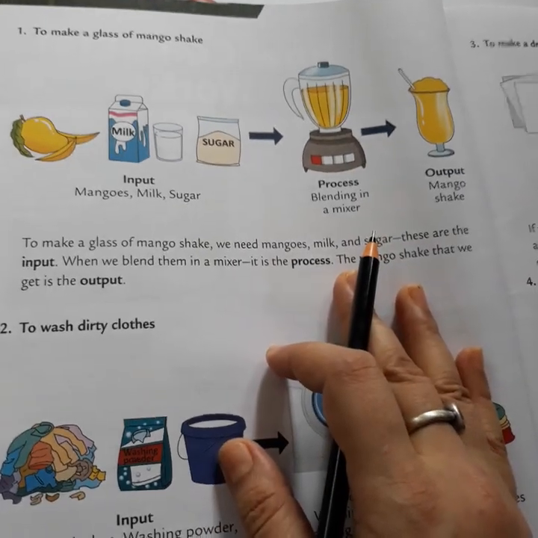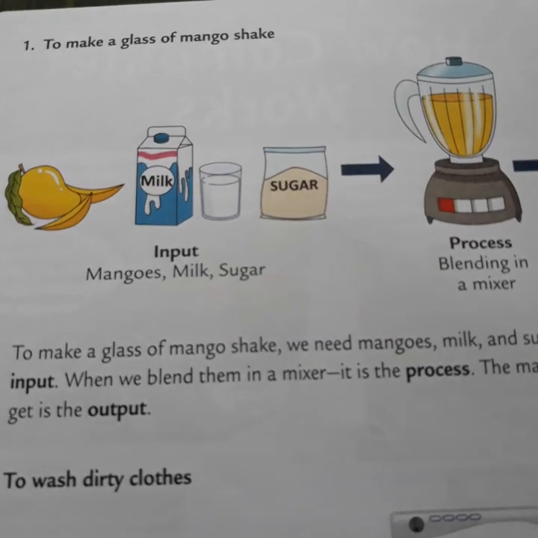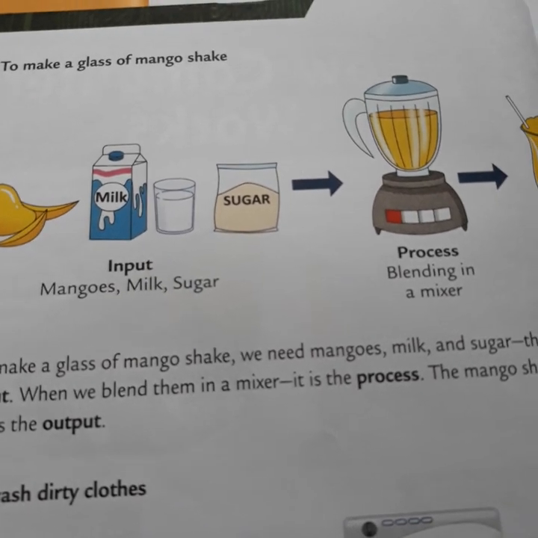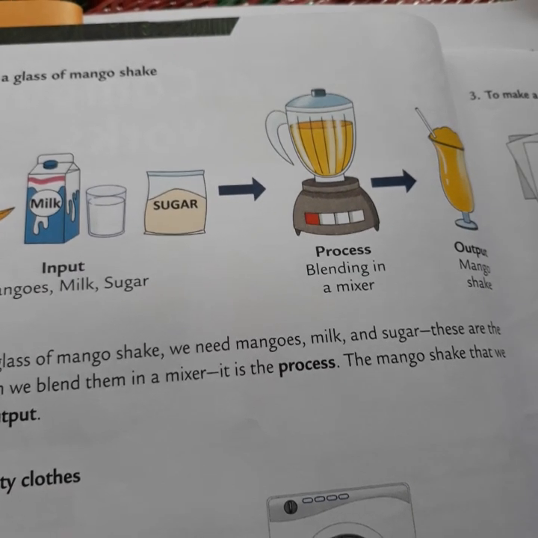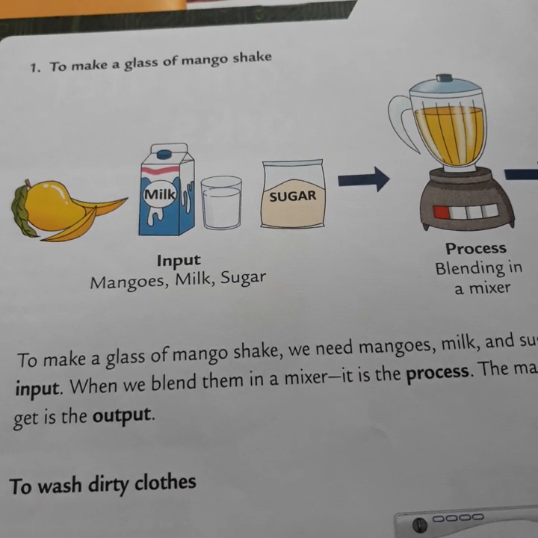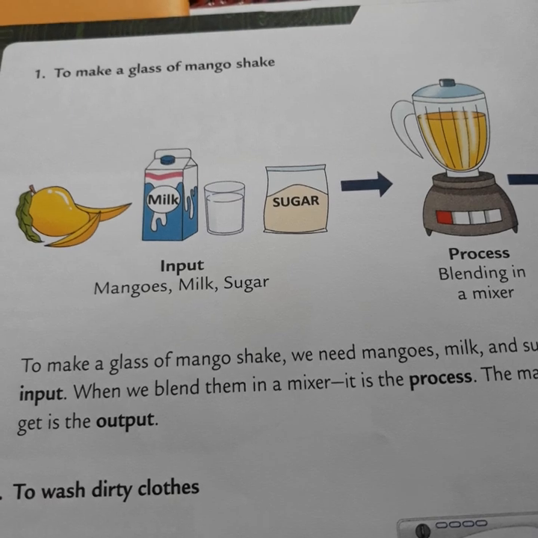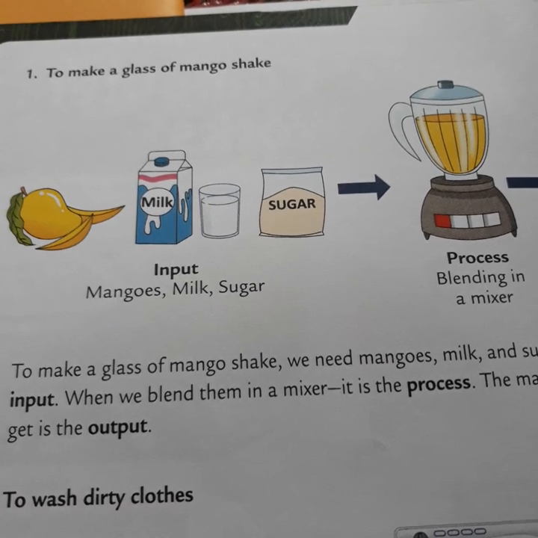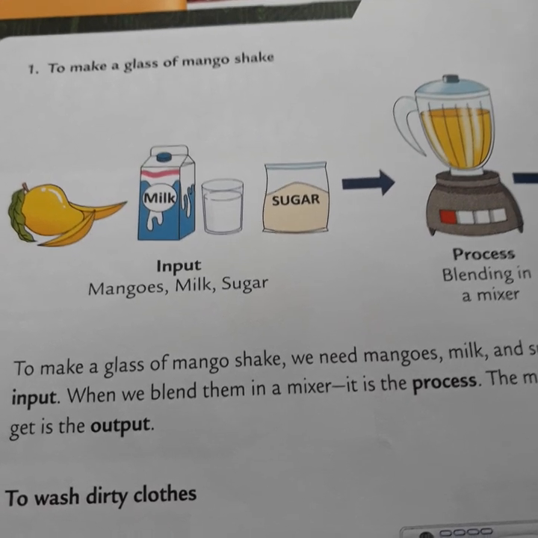For example, to make a glass of mango shake, we need mangoes, milk and sugar. These are the input. So if we want to make a mango shake, what ingredients do we need? That is mangoes, milk and sugar. So these are the input.